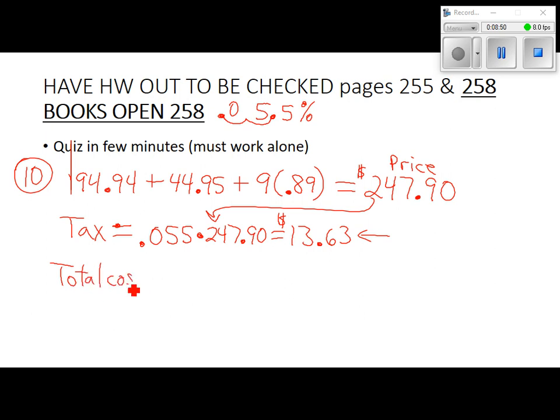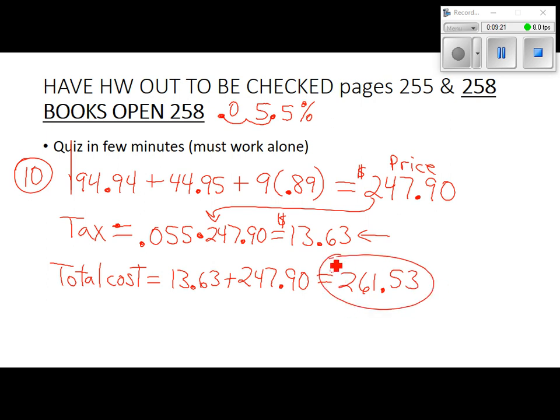So make sure that your answer makes sense. Again, on the quiz, I think the first problem, that's all they want, is just that answer. The second problem on the quiz, they want the total cost. How do we find the total cost? Add tax and the price together. So add the tax, $13.63, plus the price, $247.90. What's that give us? $261.53. That's the answer they wanted. So make sure you read the problems carefully. Know if they're just asking you for the tax, or if they're asking you for the entire cost.